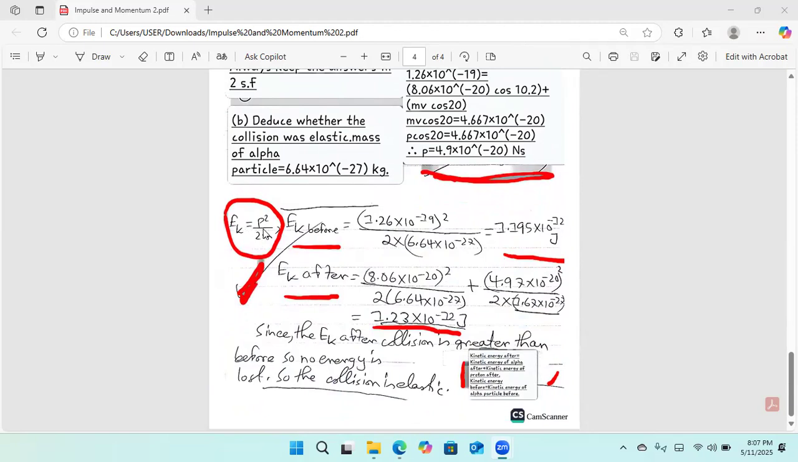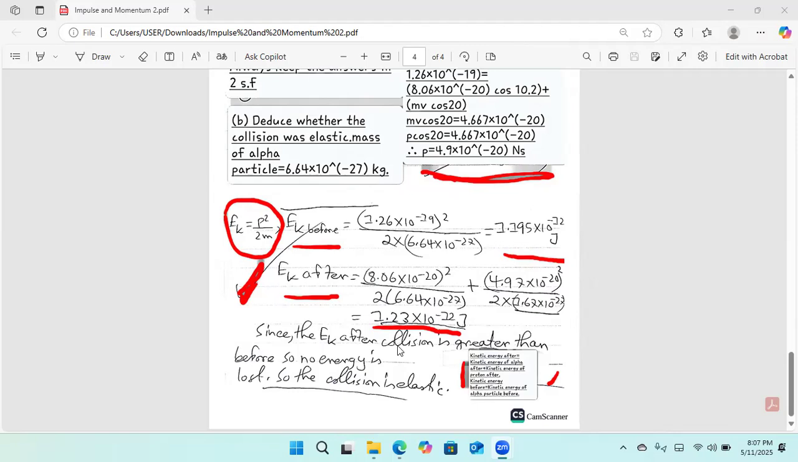Kinetic energy equals momentum squared divided by 2 times mass. Kinetic energy before equals (1.26 × 10^-19) squared divided by 2 × 6.64 × 10^-27, which equals 1.195 × 10^-12 joule. Kinetic energy after equals (8.06 × 10^-20) squared divided by 2 × 6.64 × 10^-27, plus (4.97 × 10^-20) squared divided by 2 × 1.67 × 10^-27. Kinetic energy after equals 1.23 × 10^-12 joule.